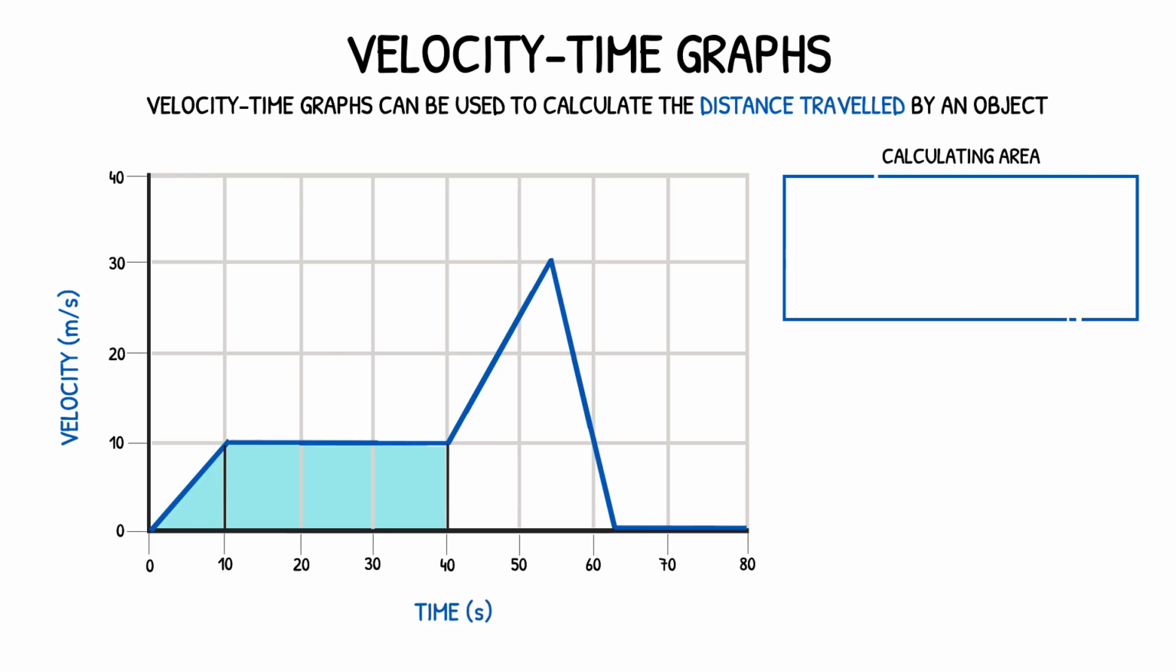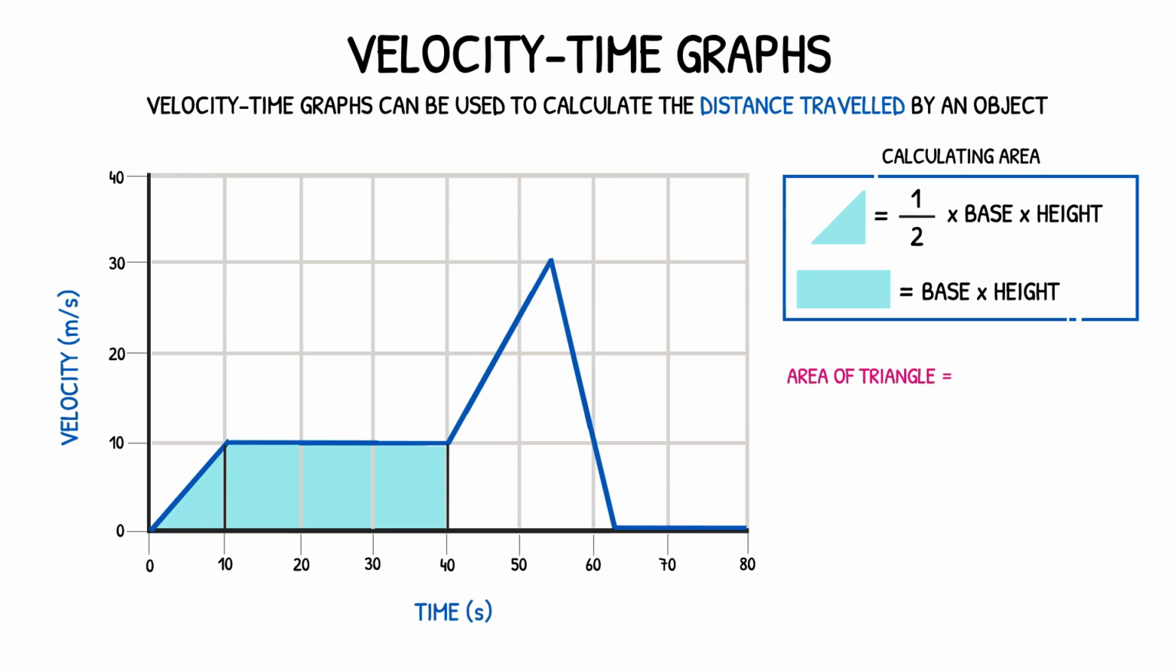To find the area of a triangle, we must do 1/2 multiplied by the base of the triangle and its height. And to find the area of the rectangle, we must do the base of the rectangle multiplied by its height. So, the area for this triangle would be equal to 1/2, which we'll write as 0.5, multiplied by its base, which is equal to 10, and its height, which is also equal to 10. This calculation gives us a total of 50 meters for the area of this triangle.